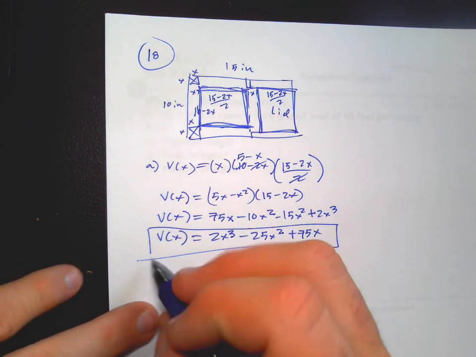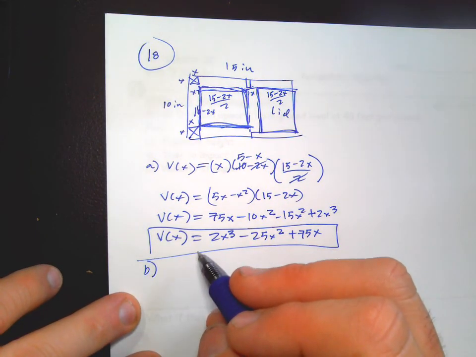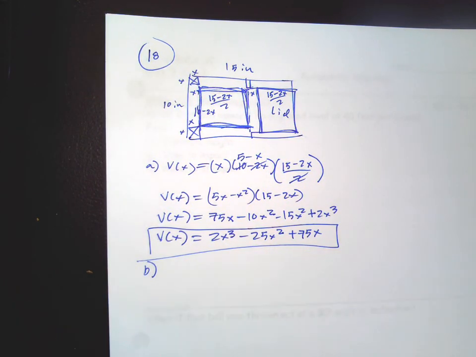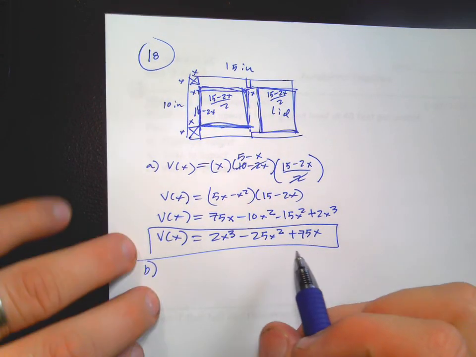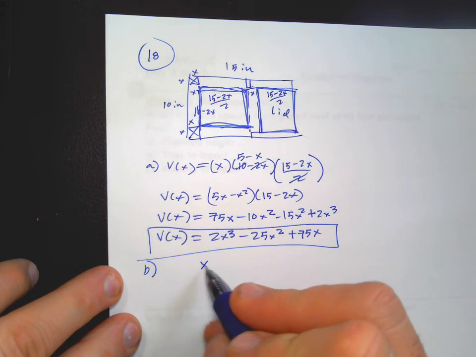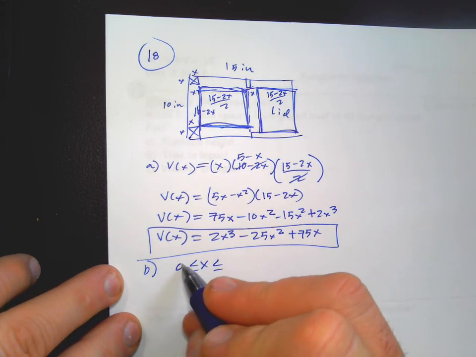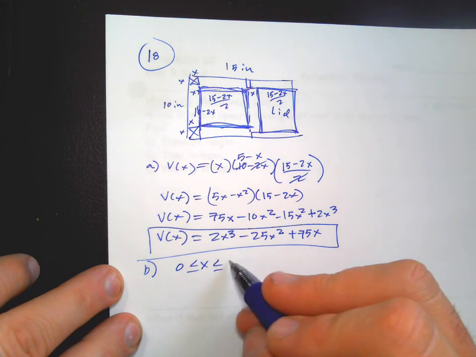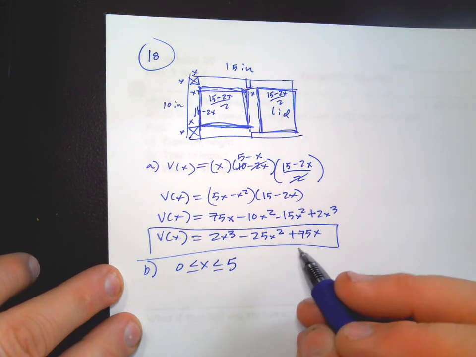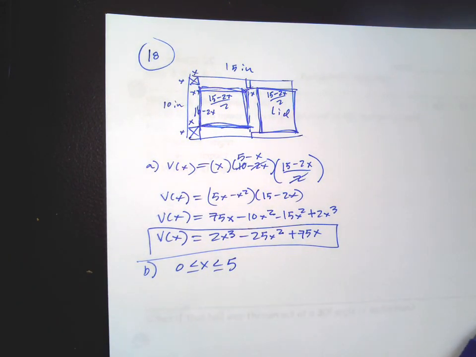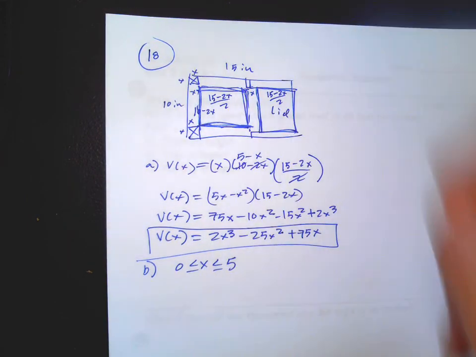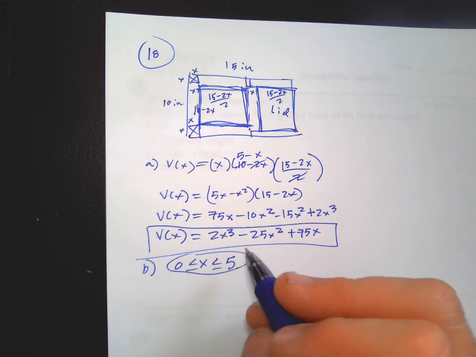Okay. Part B, find the domain of V for the problem situation and graph V over this domain. So we're going to graph V, but we got to figure out the domain. So the domain is like the endpoint. So x definitely has to be bigger than 0. And the biggest x would be 5, right? Because that's when the two corners would meet each other. So that's our domain.